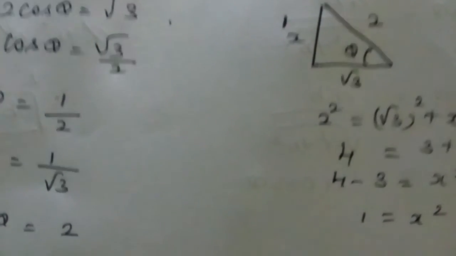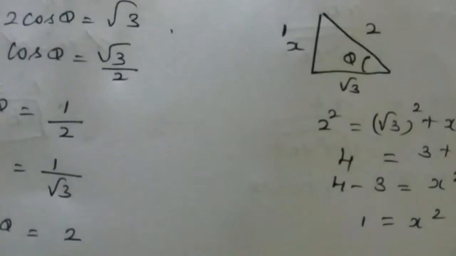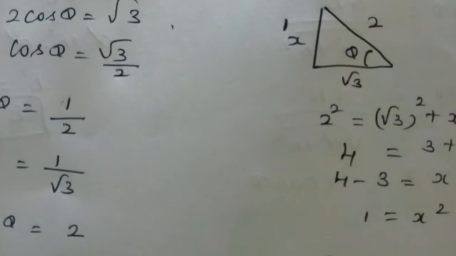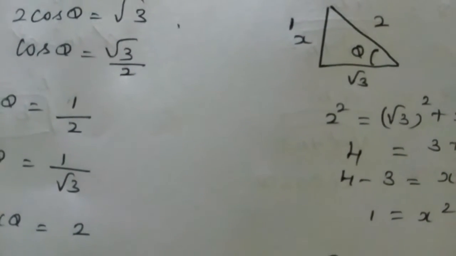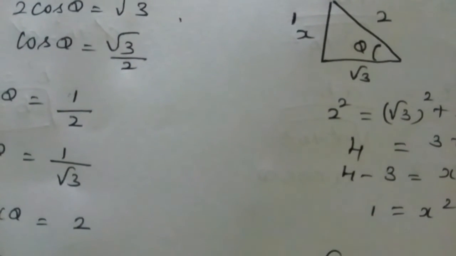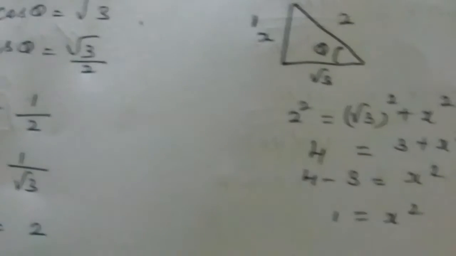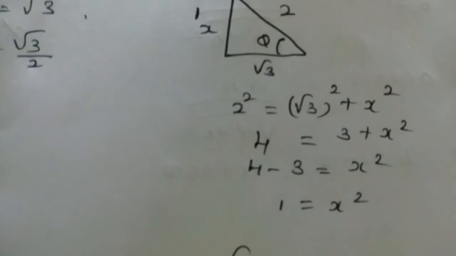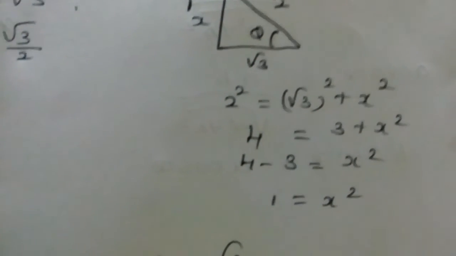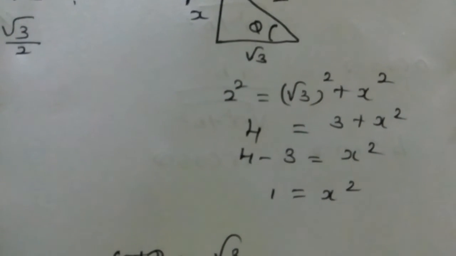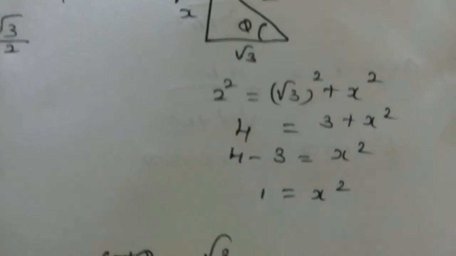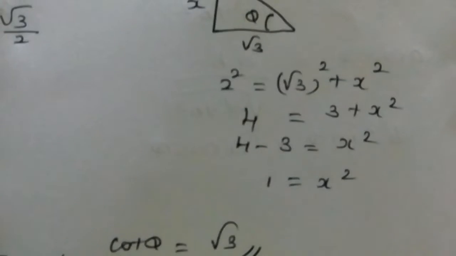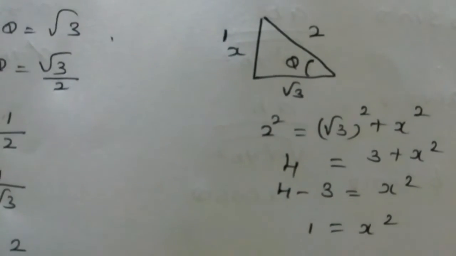So adjacent side is root 3 and 2 is the hypotenuse value that I have written. The value which is unknown to me, I kept to be x. Now from here I am going to find out the value of x. So how to find the value of x? By using the Pythagoras theorem. 2 squared is equal to root 3 the whole squared plus x squared. So 4 is equal to 3 plus x squared, whereas x is equal to 1. So that's what I have written, the place of x to be 1.